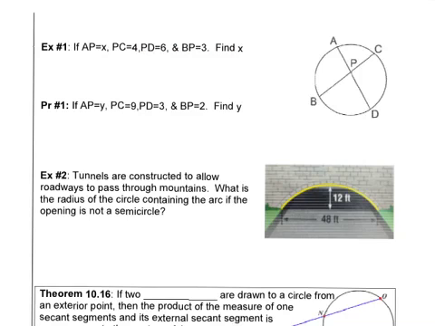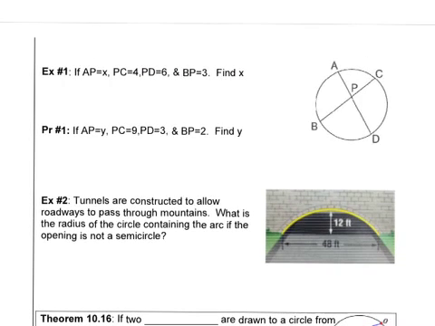So what I'm going to do first, before I do anything else, is write out the formula. My first segment is AP, so I'm going to say AP times the other part of that segment, PD, equals, now the other chord here is CP. So CP times the other part of my chord here, PB.